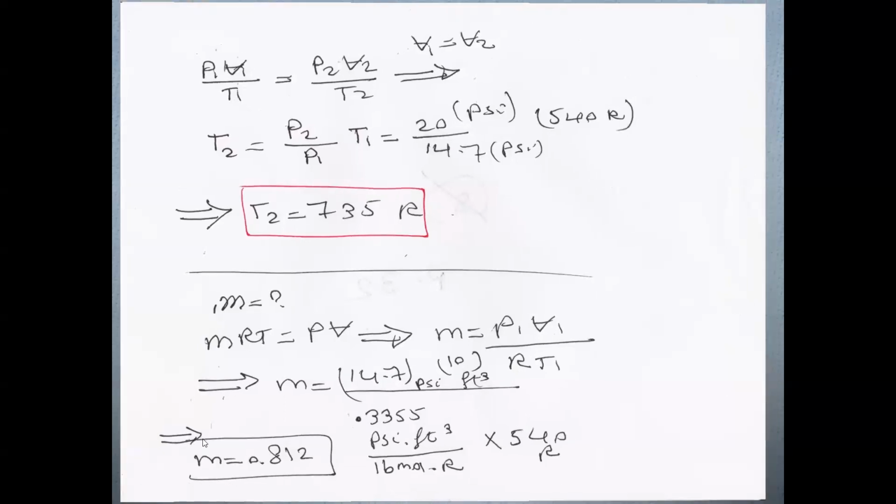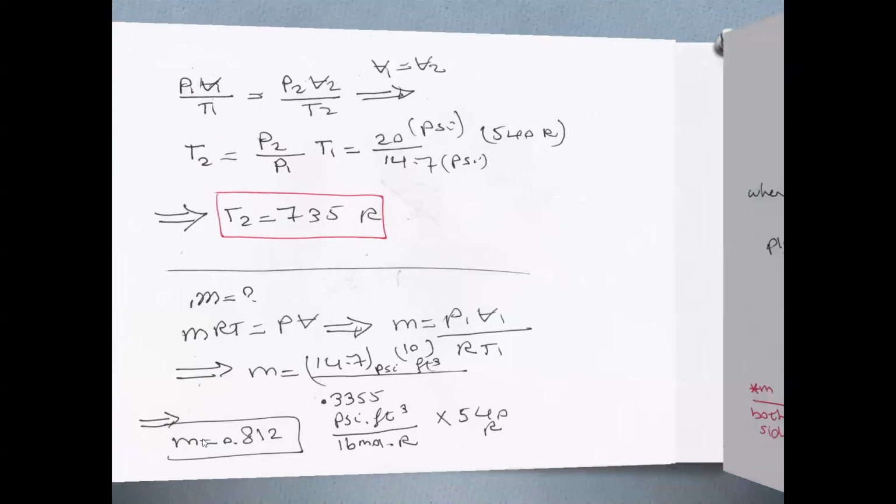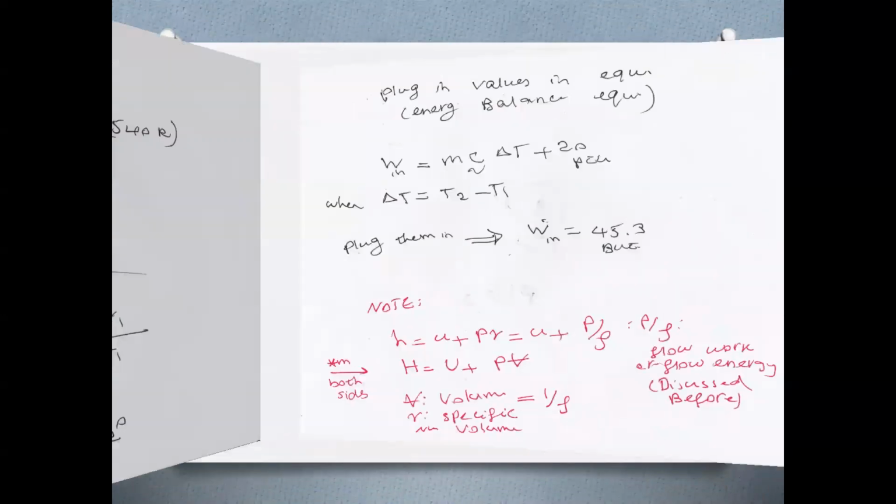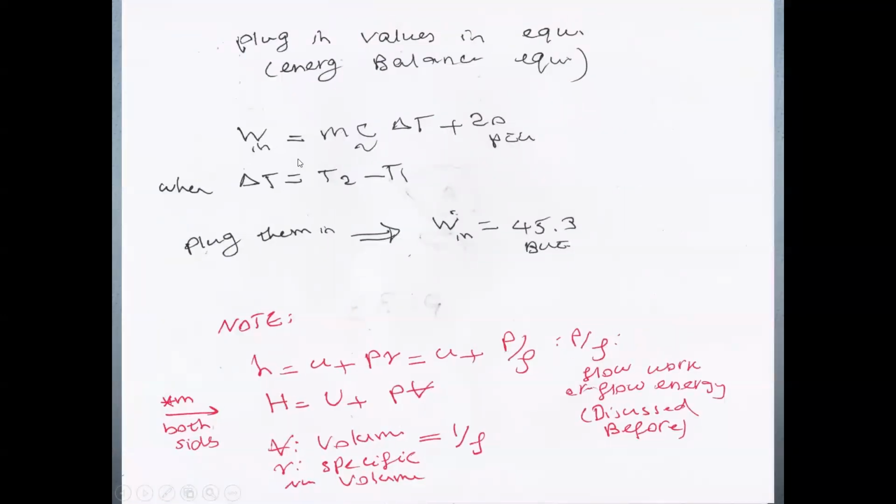And then you plug everything into the energy balance equation from the first law. And when you plug in, you get, sorry, that shouldn't have a dot, please fix it. W in, or work transfer into the system, is 45.3 BTU.